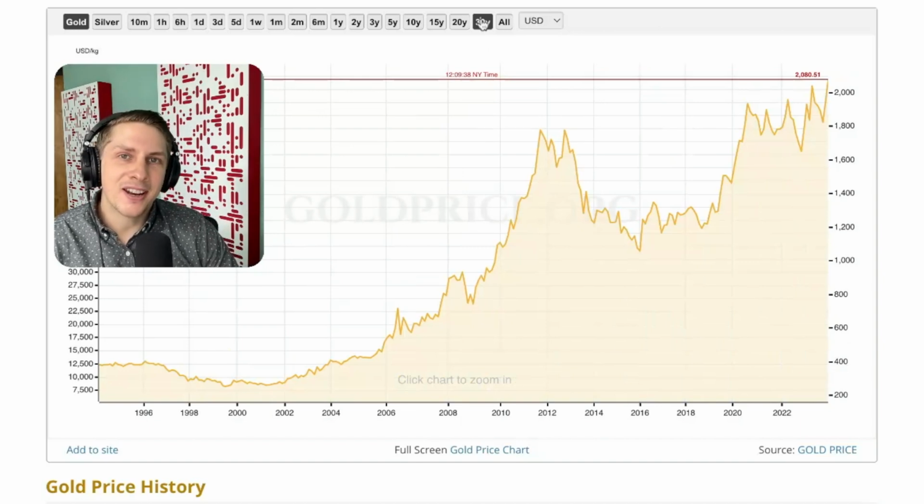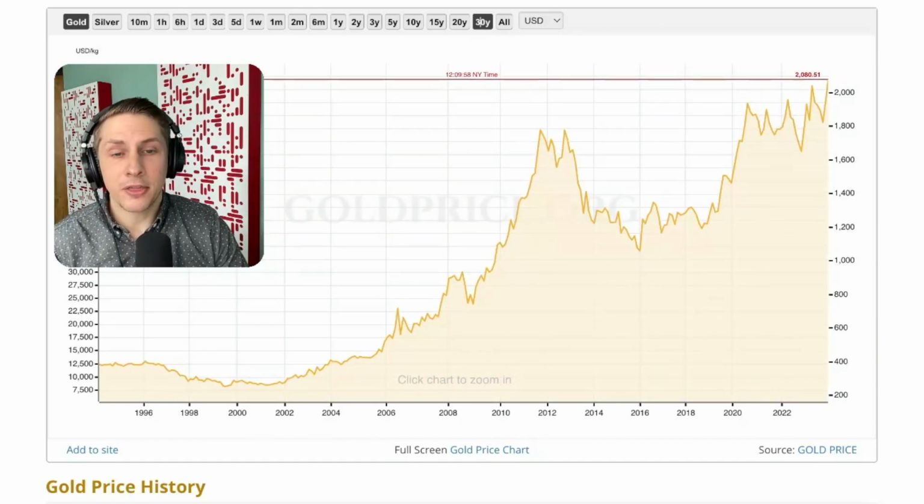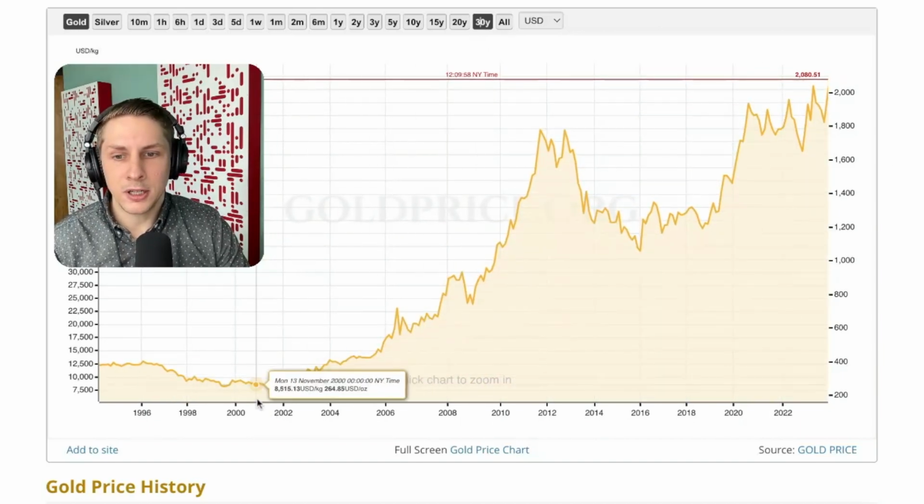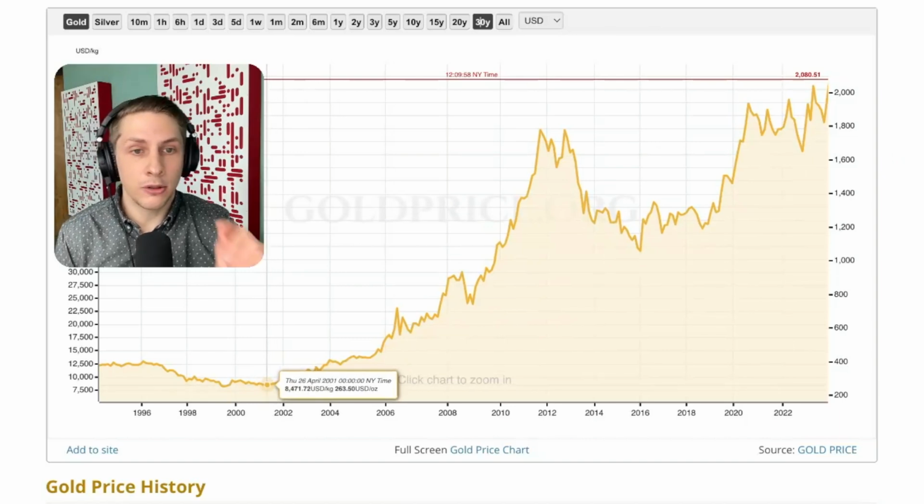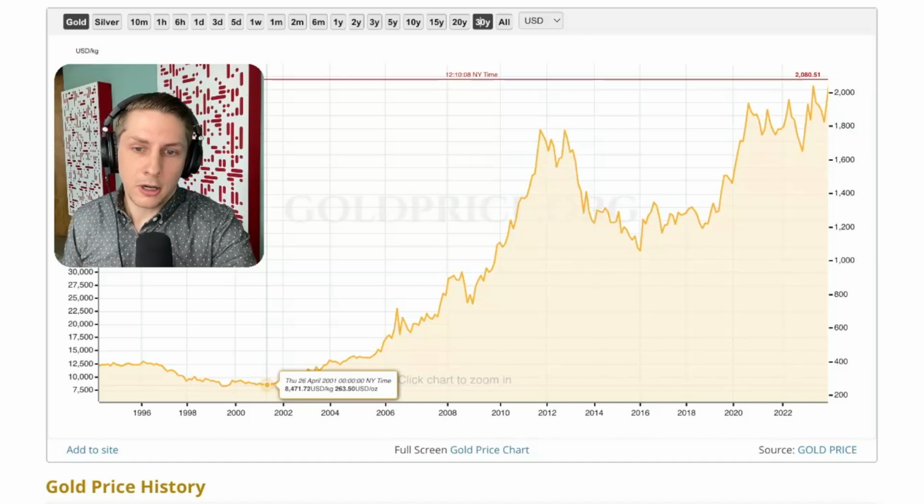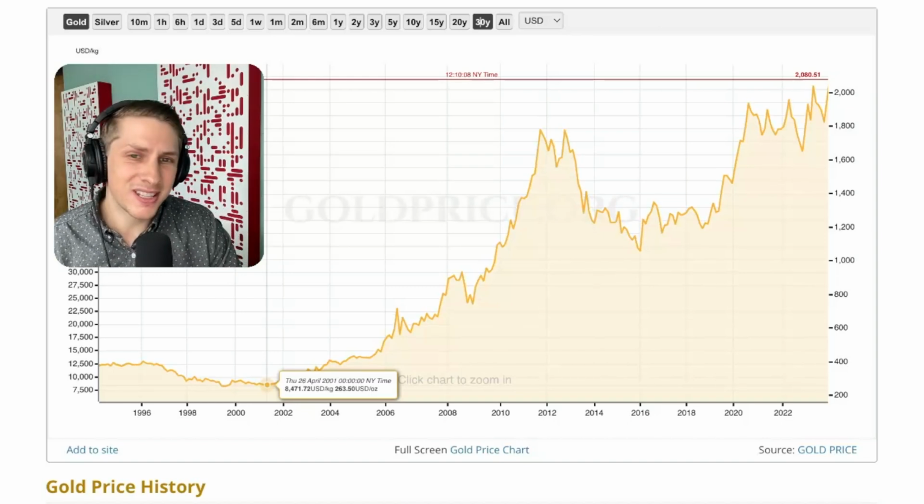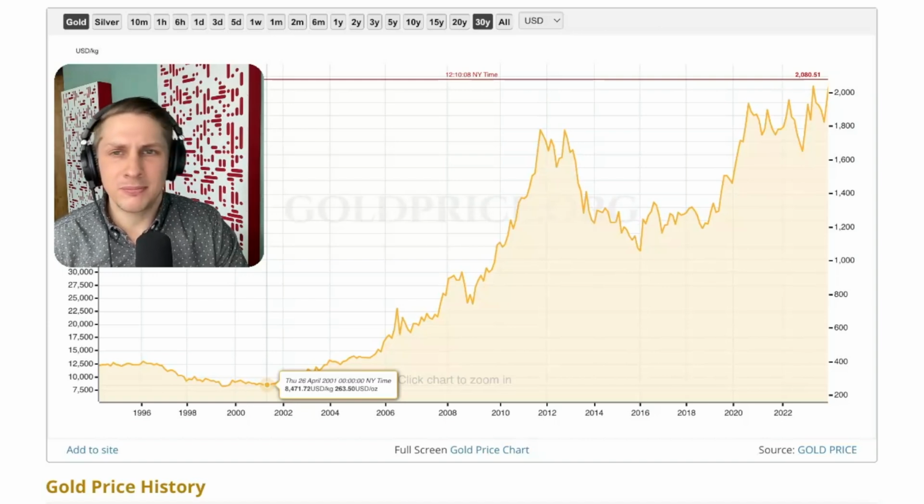Okay, now let's look at another bull market. Here we're looking at the 30-year chart, and the bull market in 2001 started approximately here. Now, this is a 1 month chart, so although the price says it was $263 an ounce, it did get a little bit lower than that. It was a little above $250 an ounce.